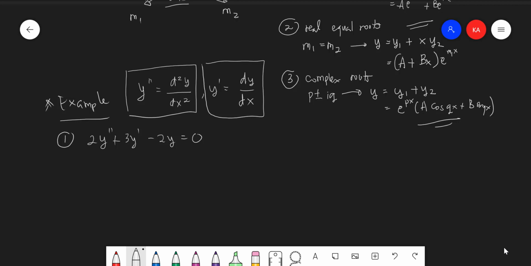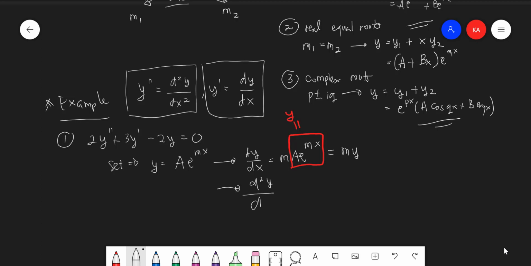Okay, so for the first one we assume that y is equal to a e power of mx. So dy per dx is equal to m a e power of mx. Because a e power of mx is equal to y, we can write that dy per dx is m y.